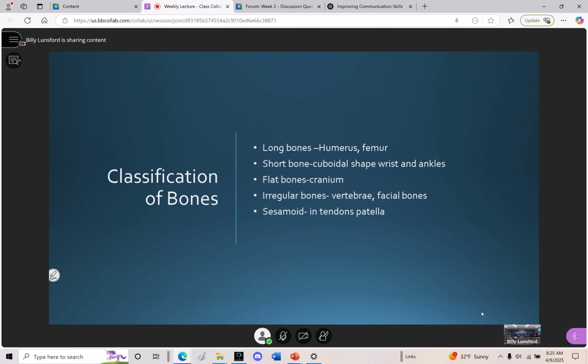Typically we think of things like our skull. Our skull actually has a lot of flat bones that are very thin, but you could also think of something like your sternum, which is a very flat bone as well. Irregular bones are the ones you'll get really familiar with as we go through our adjusting boxes. Those are the vertebrae, and some of our facial bones are like that as well. Then of course the sesamoid bone.